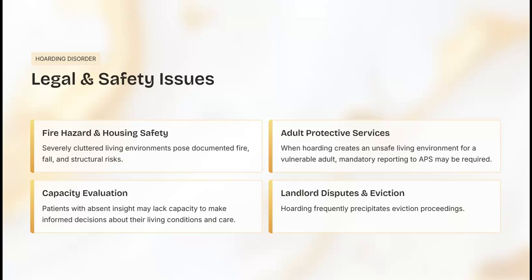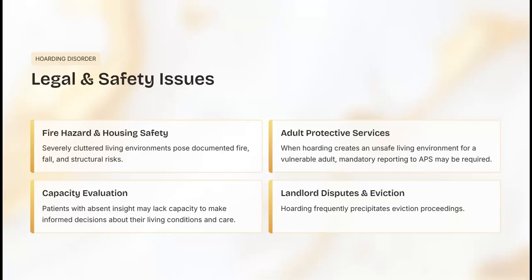So hoarding disorder does have some serious legal and safety implications that psych nurse practitioners need to understand and carefully navigate. Cluttered environments create real risks: fire hazards, fall risks, and structural damage. Fire marshals and housing authorities may get involved.